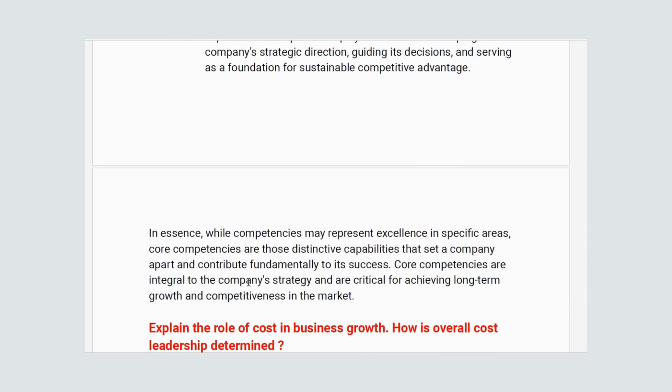So in essence, we can say competencies may represent the excellence in specific areas. Okay, and the core competencies, they are those distinctive capabilities that set a company fundamentally to its success.